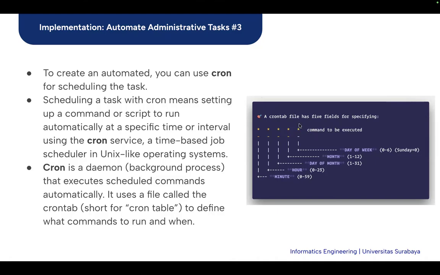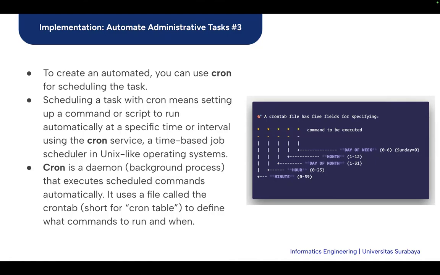This is going to be 5 asterisks in here. If you look at this, each asterisk has its own meaning. The leftmost asterisk shows the minute. The second from the left is the hour variable, and the third asterisk from the left is the day of month.